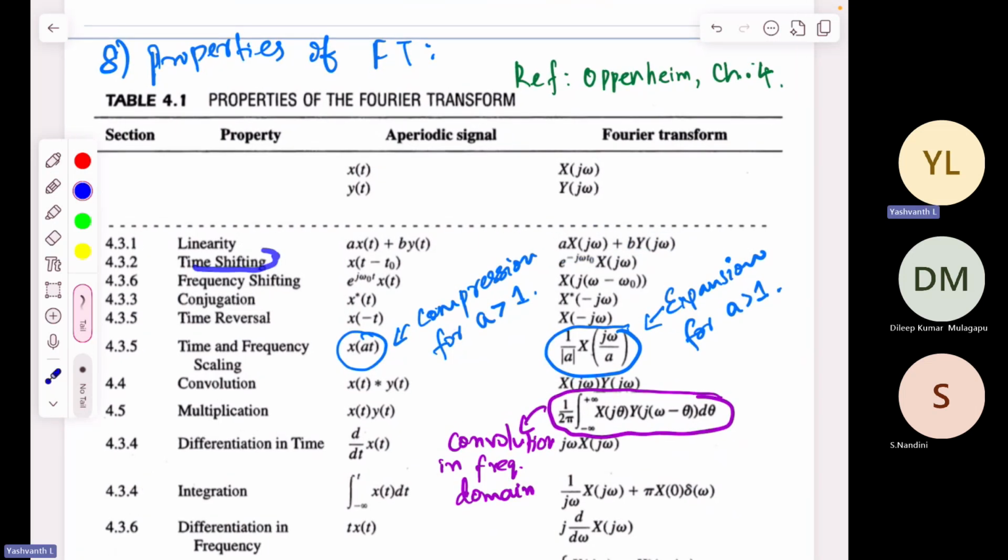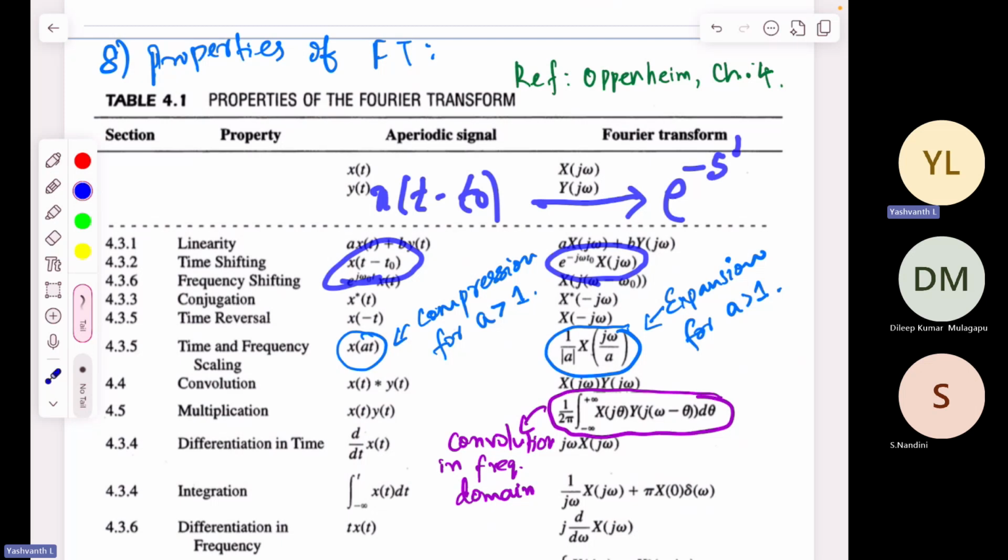Next is called the time shifting property. If I time shift x of t by t naught, that is x of t minus t naught, it will have the corresponding Fourier transform e power minus j omega t naught into x of j omega. See, this is also similar to Laplace transform. In Laplace transform, we say that x of t minus t naught will have the Laplace transform e power minus s t naught into x of s. Now just put s is equal to j omega, you will get this result.